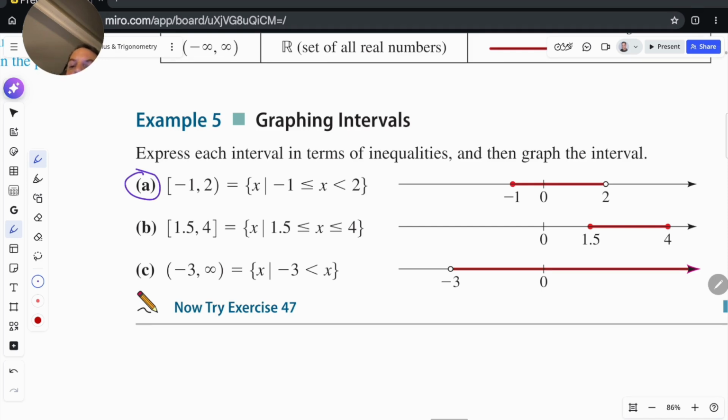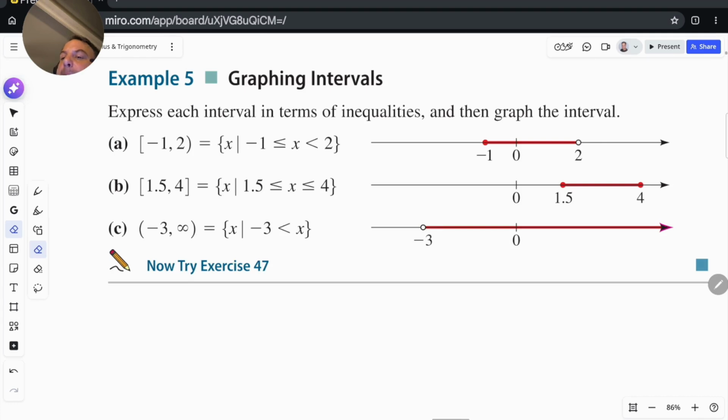Now that corresponds to our inequality here. And the way we would say that in words is the set of all x such that -1 is less than or equal to x, and x is less than 2. All right, so closed circle at -1, open circle at 2 on our number line, corresponding to this inequality.